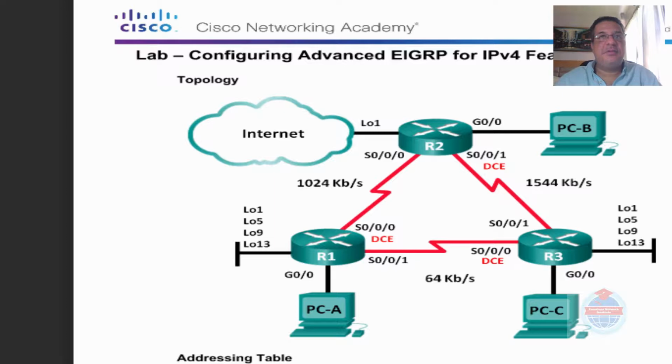Hello guys, this is Victor and we're going to be having a very exciting lab today. It's based on Cisco Network Academy, which you can find on the web, and it's basically the configuration of the advanced EIGRP for IPv4 features. Before we start, there are a couple of things we're going to explain. First, we have three options to do this kind of lab.